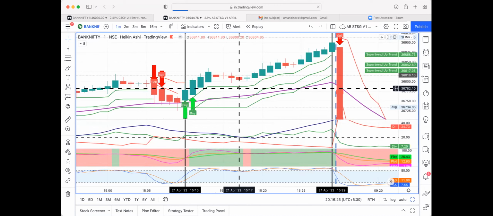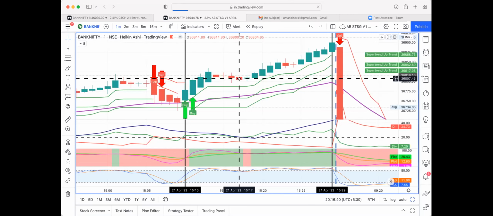What point have you entered? Some 36,700 something or 600. What is the point? 775. Yeah. Where is this point? This red one. Red one is, sir, 36,810. Okay, you are already in profit. No problem. Then go to the next one.